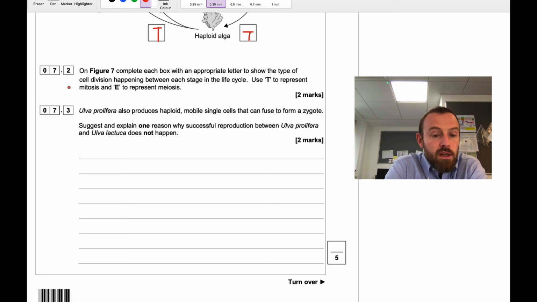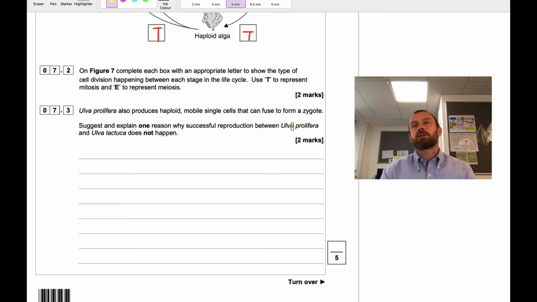Okay, 7.3. Ulva prolifera also produces haploid mobile single cells that can fuse to form a zygote. Suggest and explain why successful reproduction between Ulva prolifera and Ulva lactuca does not happen. Okay, so I mean, I got ideas for why this might not happen. It might be something to do with differing number of chromosomes, so that when fertilization happens, we can't get the formation of homologous pairs.